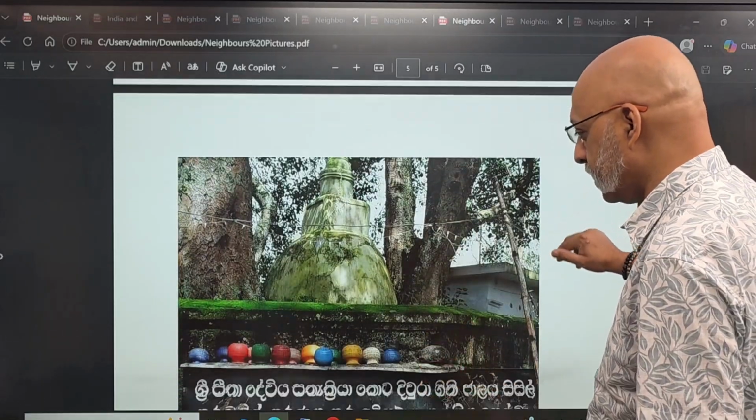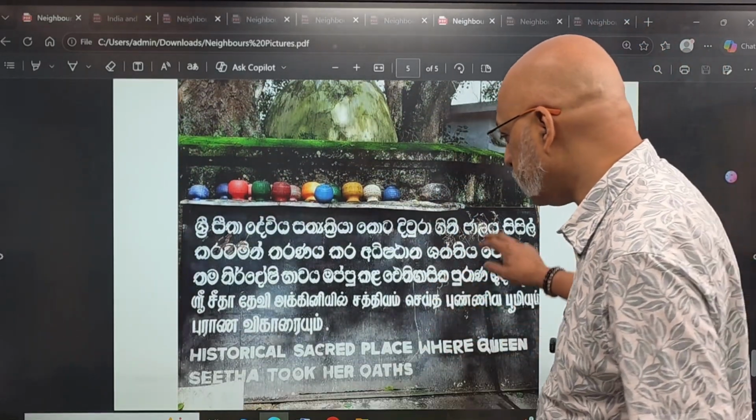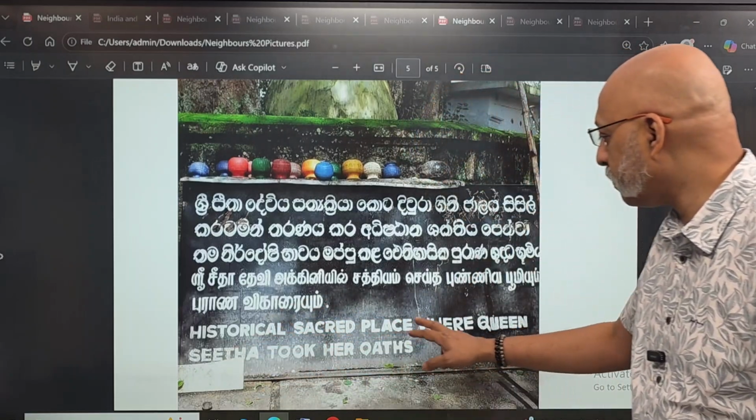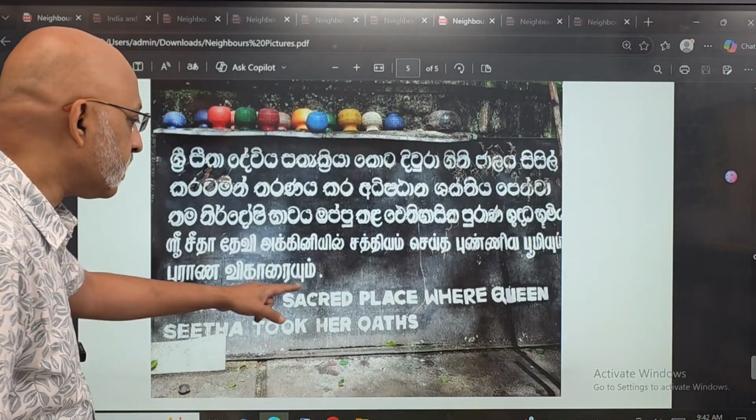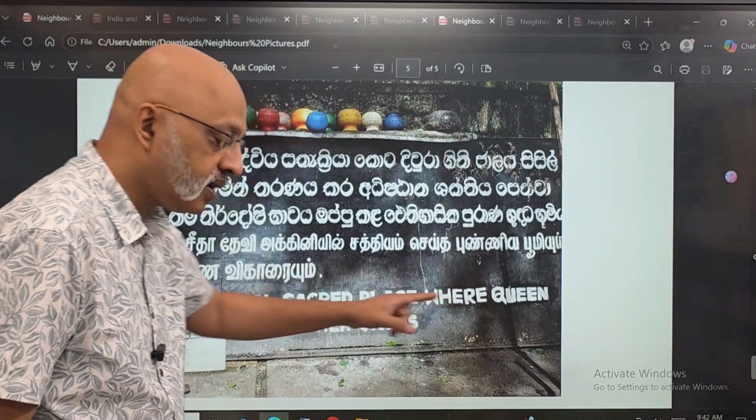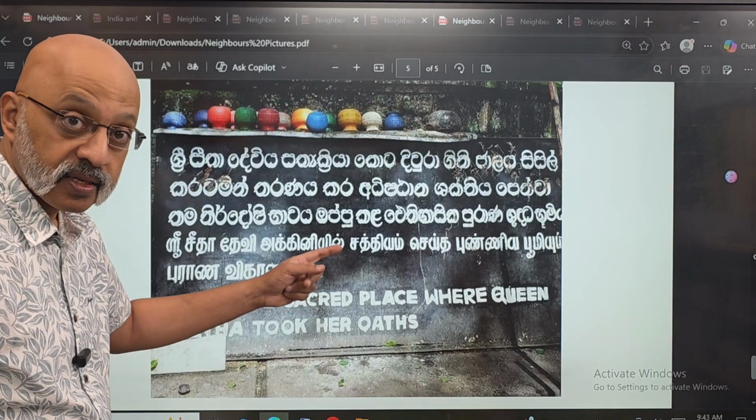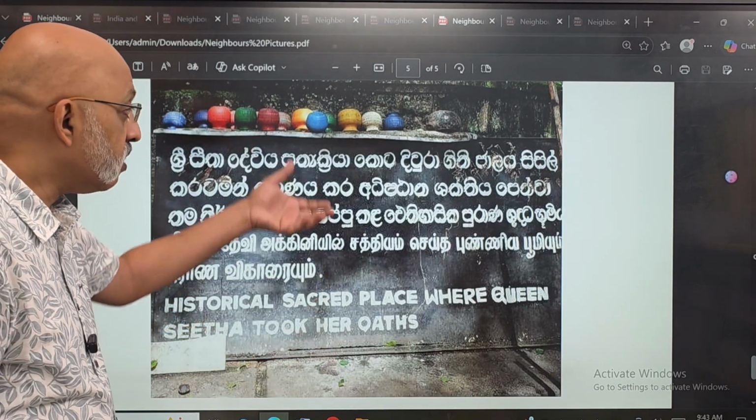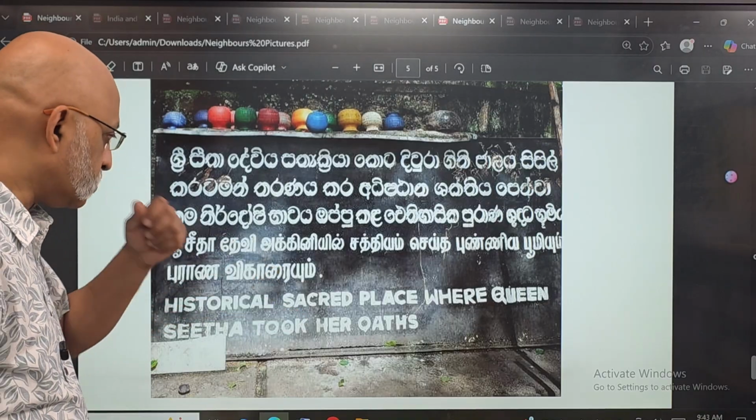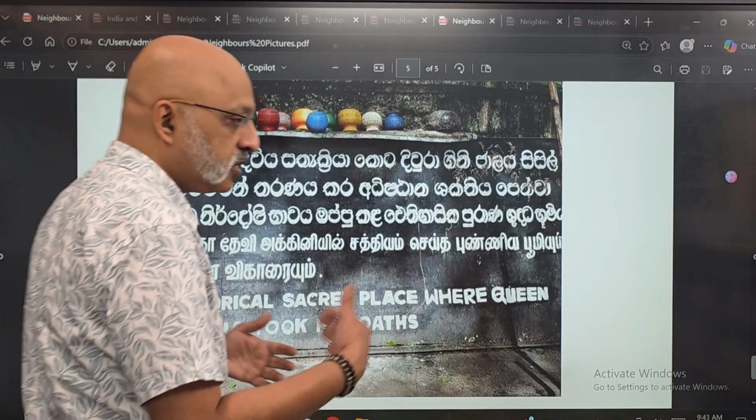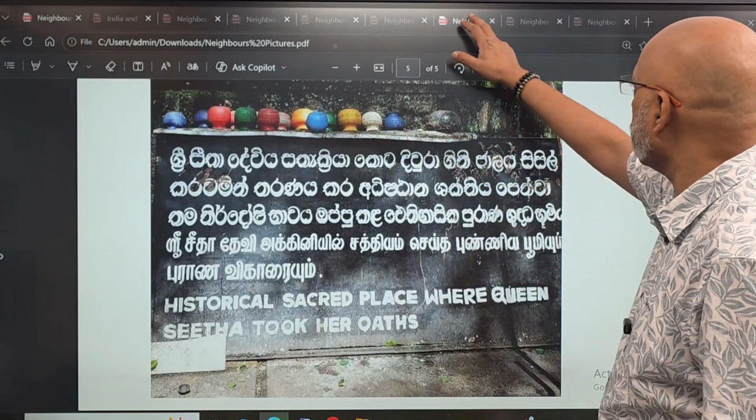And this is interesting. This is the spot which we found. You see this? Historical sacred place. I hope you can read this. I'll make it a little bigger. Historical sacred place where Queen Sita took her oath, the Agni Pariksha that Sita Mata took in the Ramayana, was at this place. This is a very small temple that you have in Sri Lanka, which is very interesting. So there is an entire Ramayana trail that you can do in Sri Lanka.